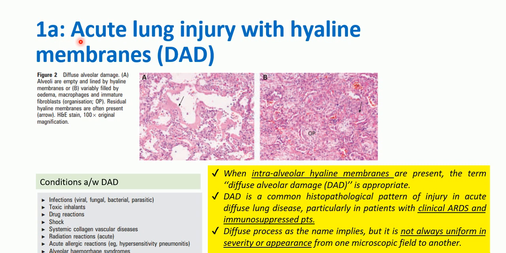Coming on to the 1A pattern, which is basically with hyaline membranes or diffuse alveolar damage. So this arrow is pointing towards the hyaline membrane. And also in this case, along with some organizing pneumonia-like features. When the membranes are present, we can very easily give the term diffuse alveolar damage. And it is a common histopathological pattern of injury in acute diffuse lung disease, particularly in patients with clinical ARDS and immune suppressed patients. As the name implies, it's a diffuse process, but is not always uniform in severity or appearance from one microscopic field to another microscopic field.